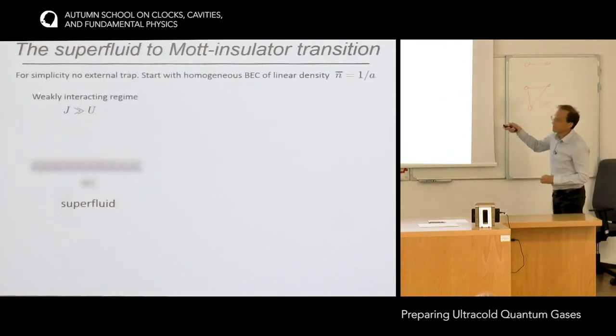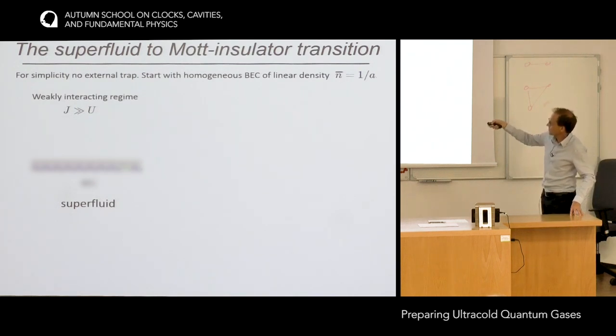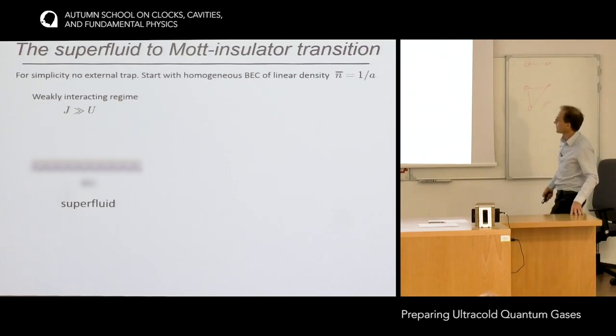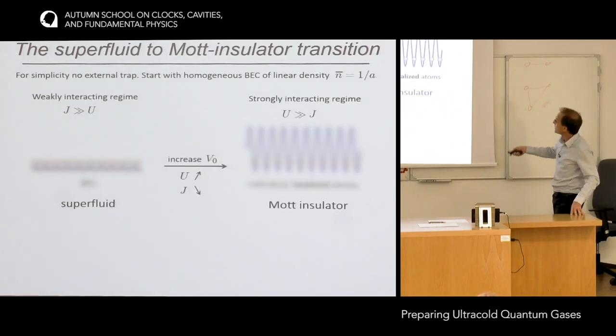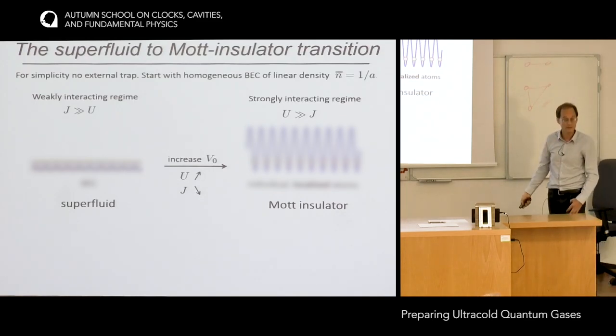Now to understand what's going on, we simplify. No external trap. Start with a homogeneous BEC with a linear density which is just one atom per lattice spacing a. So in the weakly interacting regime, I just have a superfluid, just a smeared out BEC, perhaps a little bit of density modulation, but that's it. Now I crank up the lattice, and the atoms then distribute one by one over these lattice sites. Why do they do this?